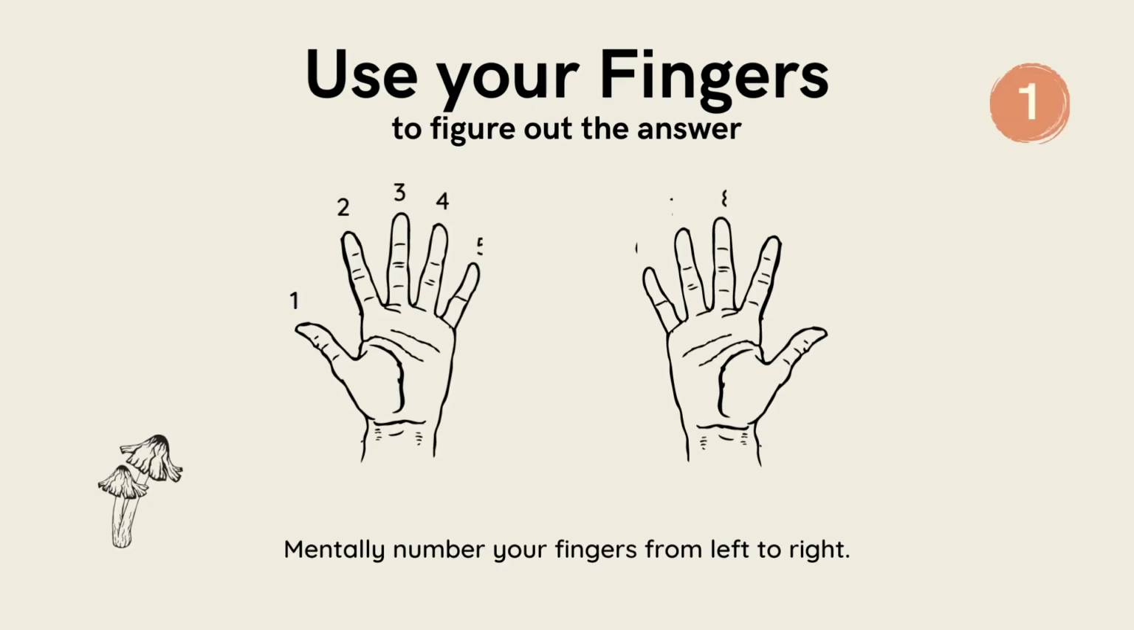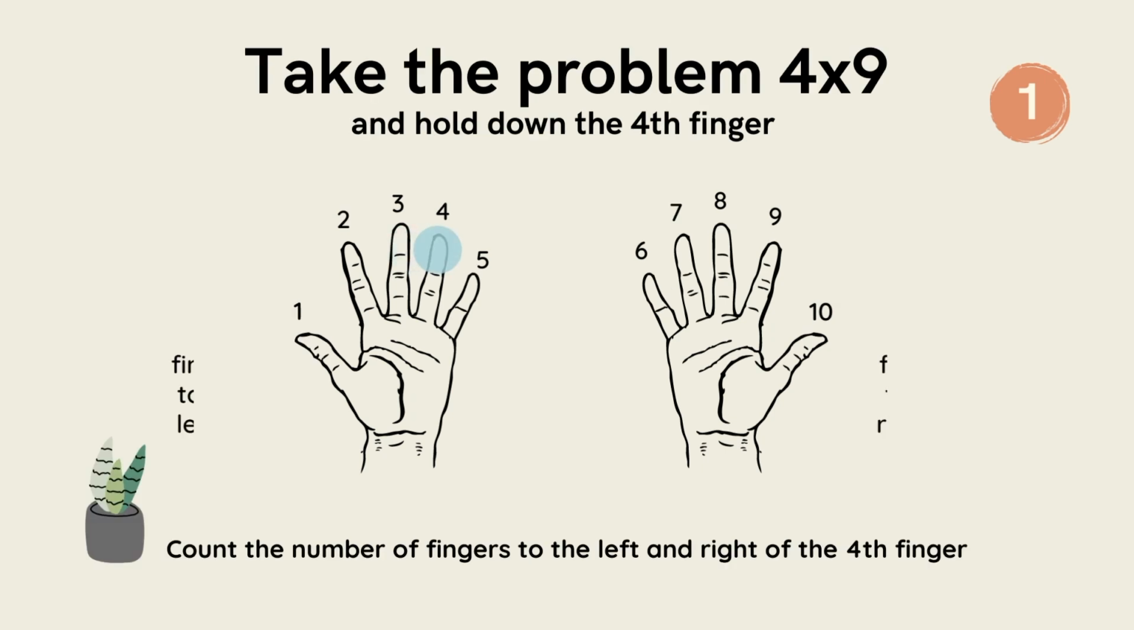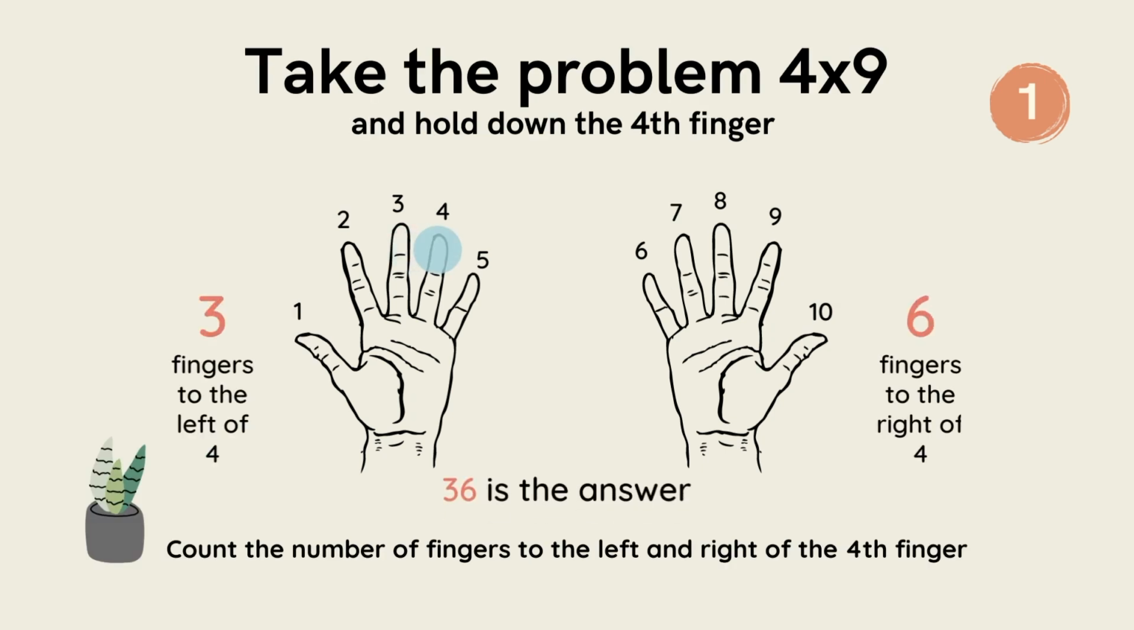Let's jump right in. Here's a technique that you may have seen before. To begin with, you mentally number your fingers from 1 to 10 from left to right. Now let's take a problem of 4 times 9 equals 36. Hold down the finger that represents the number we're multiplying by 9. In this case, the number 4. So hold down the 4th finger and count the fingers to the left and to the right. There are 3 fingers to the left of 4 and 6 fingers to the right. These numbers represent the answer, and that is 36.